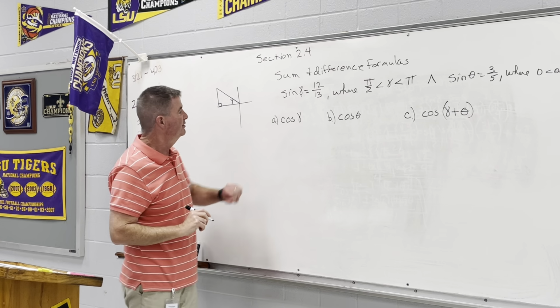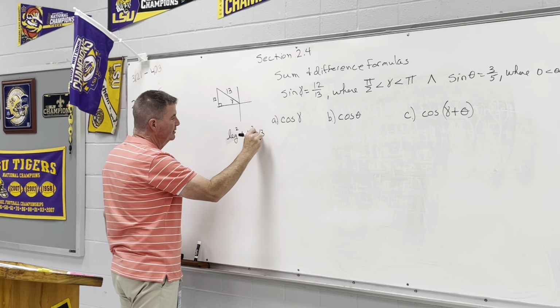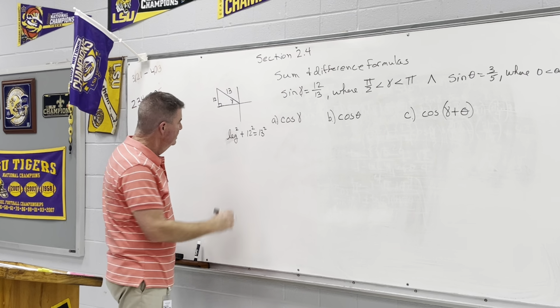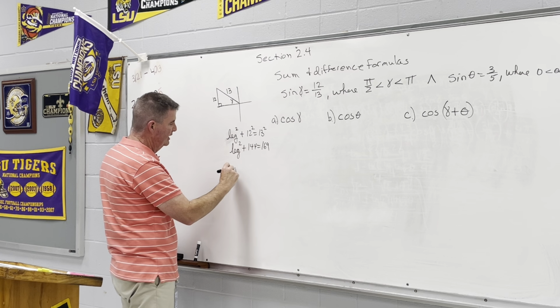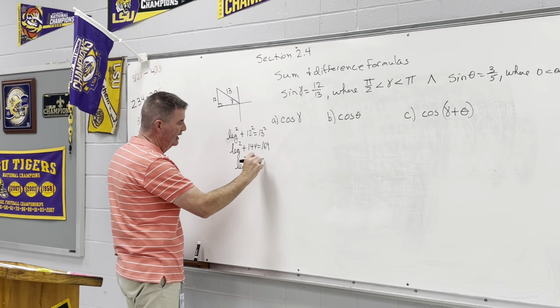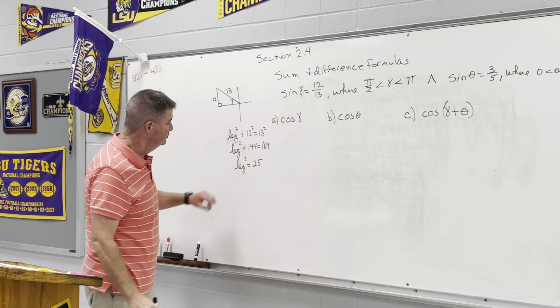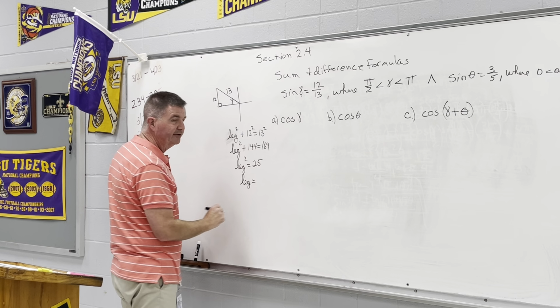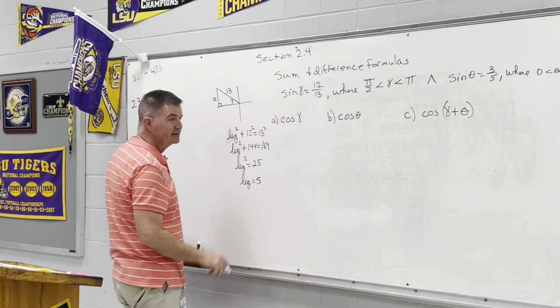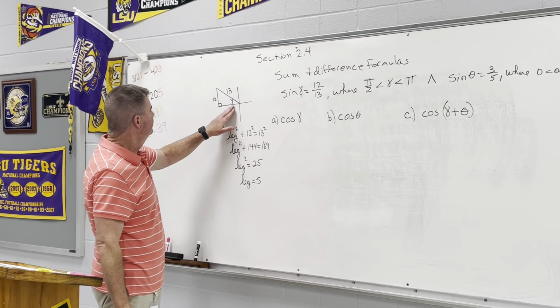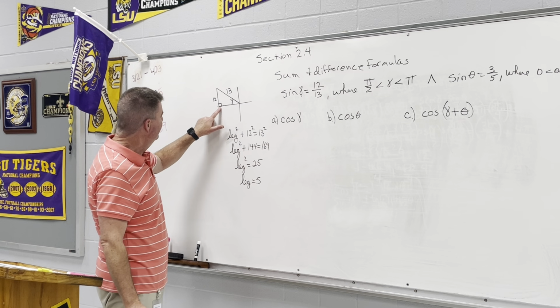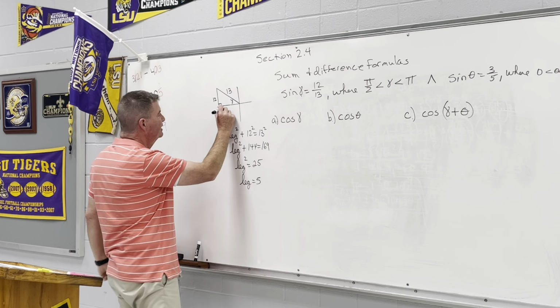So we use the Pythagorean theorem. We'll say the leg, because it's the leg of a triangle, the leg squared plus 12 squared equals 13 squared. That gives me the leg squared plus 144 equals 169. When I subtract, I get the leg squared equals 25. We take the square root of both sides, and the leg is 5. However, the triangle is in the second quadrant. The x value in the second quadrant is negative, so this becomes -5.